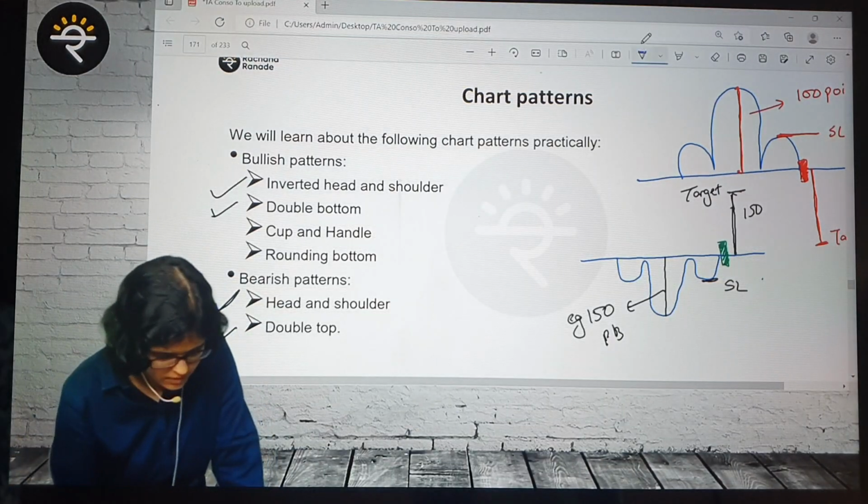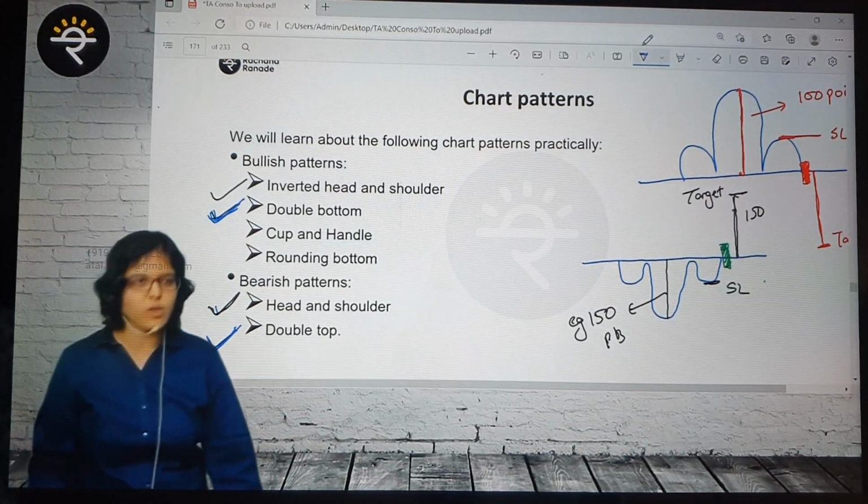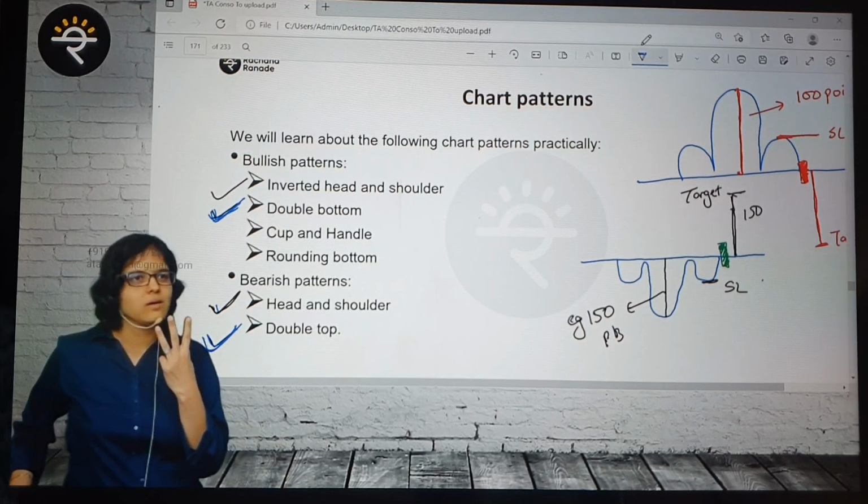See, what is the next one? Double top. And followed by what? Double bottom. Double bottom and double top. You want to tell me what is double bottom? It's like a W. Double bottom is like a W.